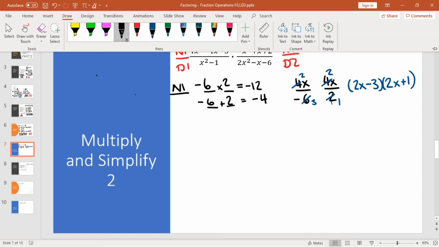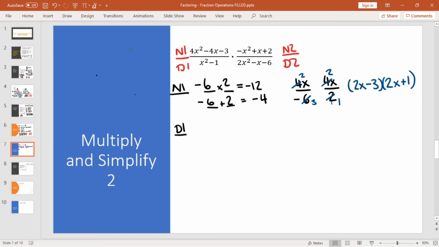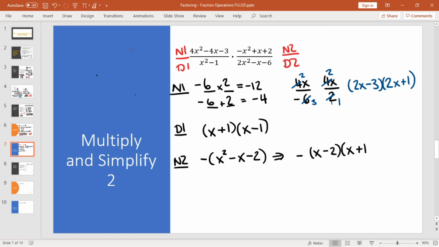For denominator 1, difference of squares. First square is x squared. The root of that is x. Second square is 1. The root of that is 1. So moving quickly with this, x plus 1, x minus 1. Numerator 2 looks simple, but there's a negative in front. Factor that out. Changes the sign of everything in there. And if you factor that, negative stays in front. X minus 2, x plus 1.